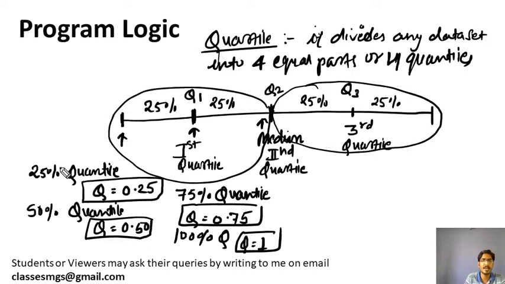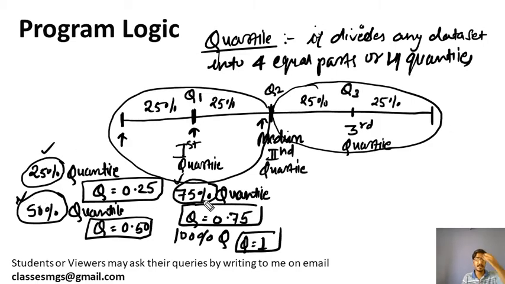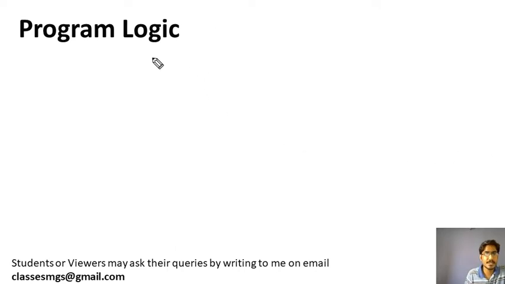So you should know how to calculate the 25% quantile, the 50% quantile, and the 75% quantile. If you know these three, then you will be able to understand how we can use this quantile Q equals 0.25 in our Python functions. So I am giving you an example to explain it. Okay, so let's suppose this data set is given.